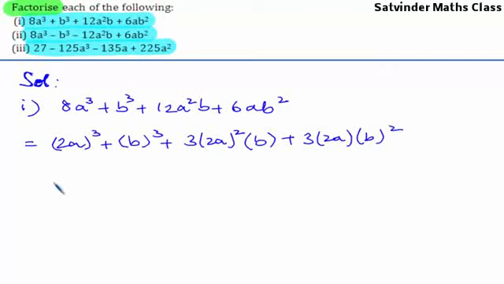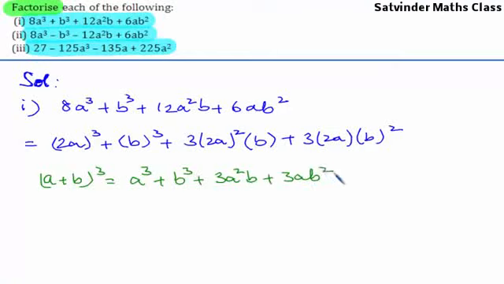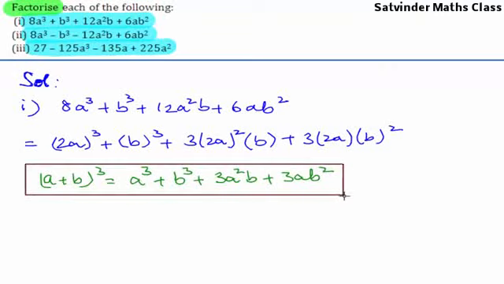Now let us recall the identity a plus b whole cube is equal to a cube plus b cube plus 3a square b plus 3ab square. This is an important identity that you need to remember. Now, comparing this with the right hand side of the identity, in place of a you have 2a and in place of b you have b.